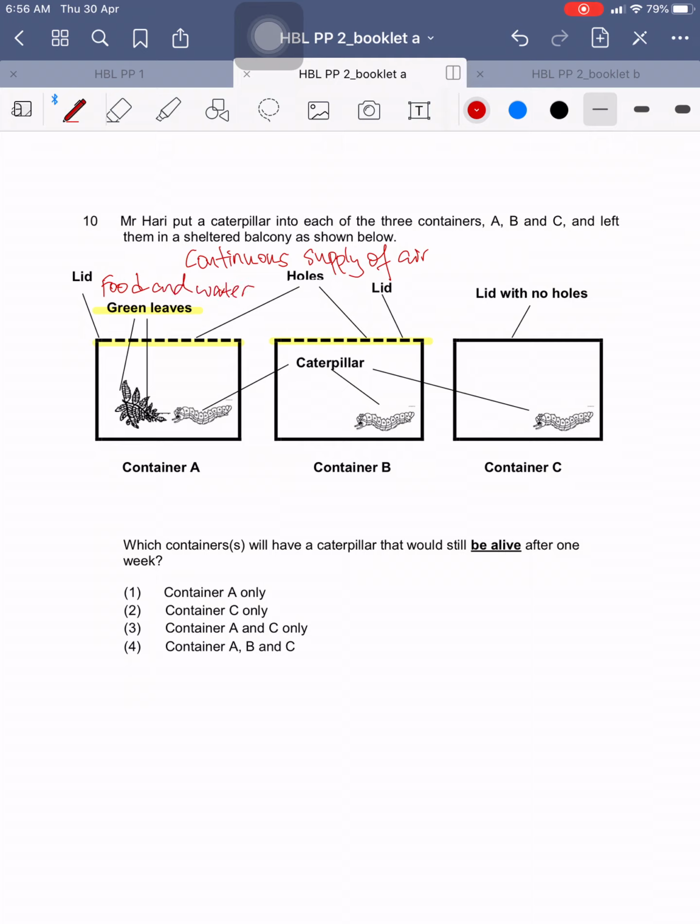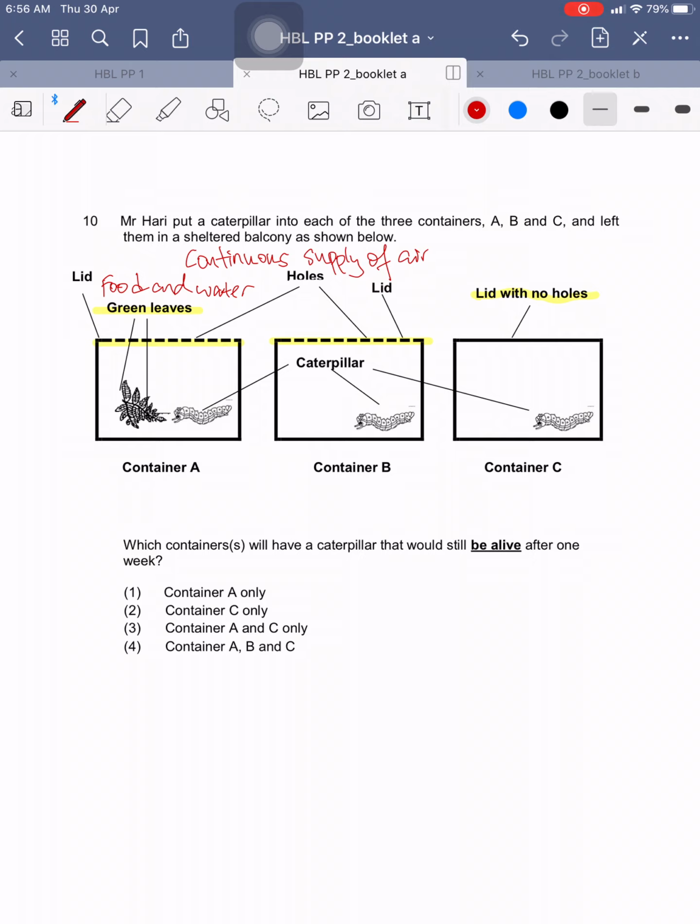Okay, leaves inside, actually there is some water for the caterpillars. Now if you observe container C, it has a lid with no holes. Alright, so if there are no holes, there will be no continuous supply of fresh air for container C. So which container will have a caterpillar that will still be alive after 1 week?